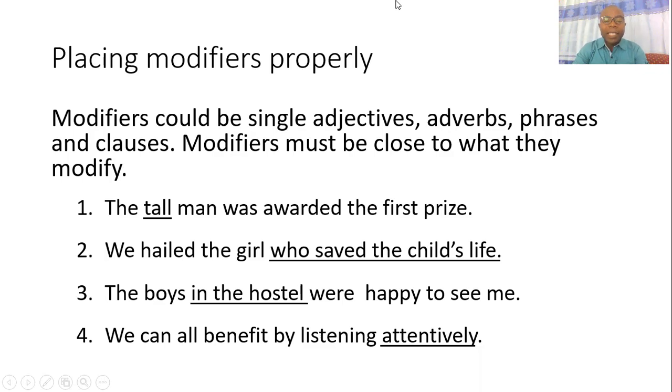We can all benefit by listening attentively. Attentively is a single word over here. It modifies listening, and therefore it is close to listening. So the rule is that whatever modifier we use, it must be close to what it modifies. So simple as that. If you have a shirt, you wear it. If it is not worn, it's not on your body. It's the same with modifiers and what they modify. So if you do that well, it will look something like Idris Elba, whereas jacket, tie, shoes, trousers, very fitting, everything well done. So our modifiers used appropriately would look something like this.